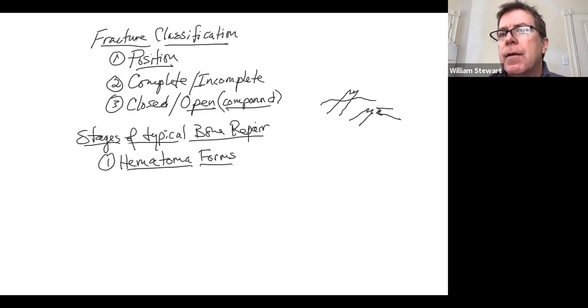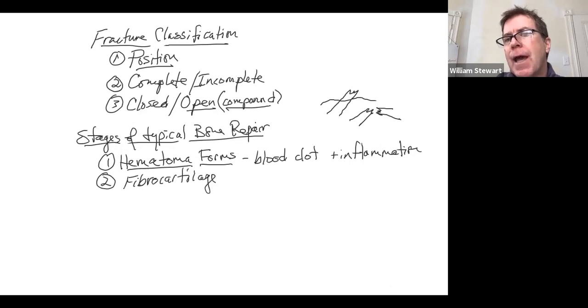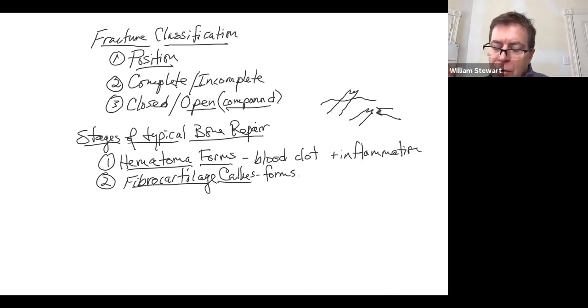So we get, I'm just going to write, blood clot and inflammation. We also get, obviously, living cells starting to die as well. Second stage of repair is a fibrocartilage callus forms. I'll try to draw a picture after I list these stages. Fibrocartilage callus forms. This is better shown in pictorial form.